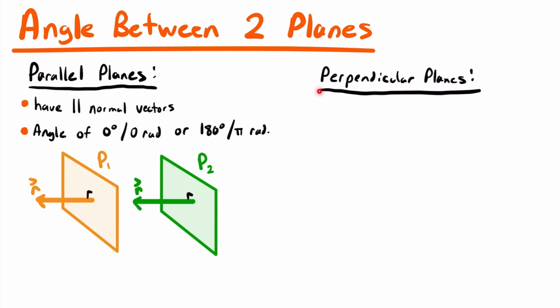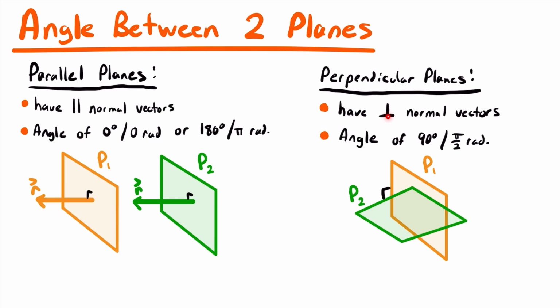Now for perpendicular planes, what we know about those planes is that they will have perpendicular normal vectors. And so here we have two planes that intersect at a right angle. The angle between them is an angle of 90 degrees, or pi divided by 2 radians. If we were to look at the normal vectors of these planes, we would see that they are also perpendicular, that they also have an angle of 90 degrees, or pi divided by 2 radians between them.